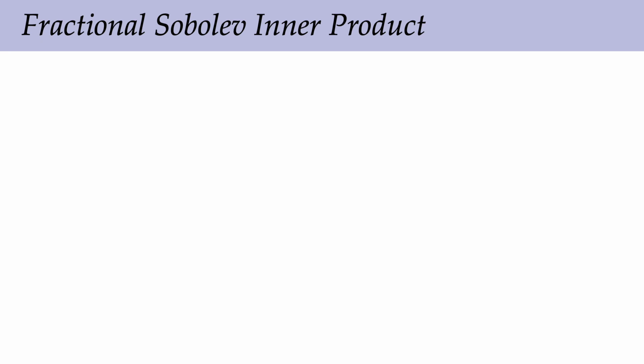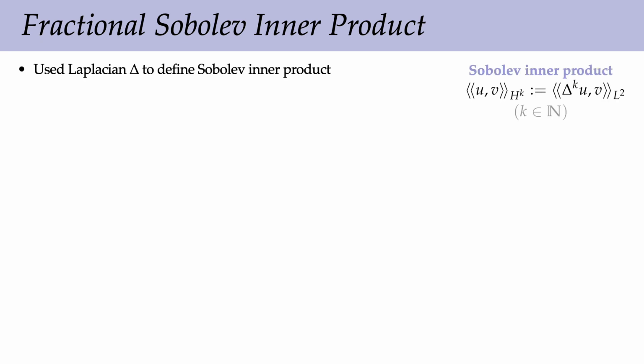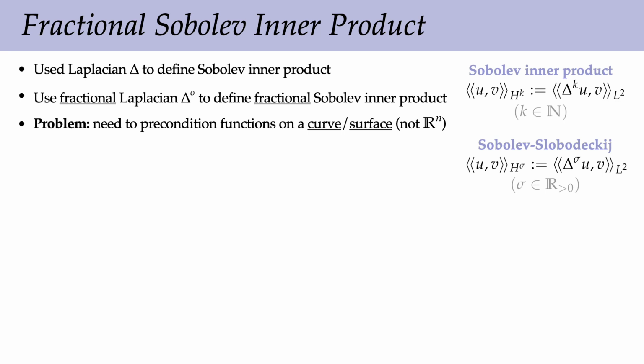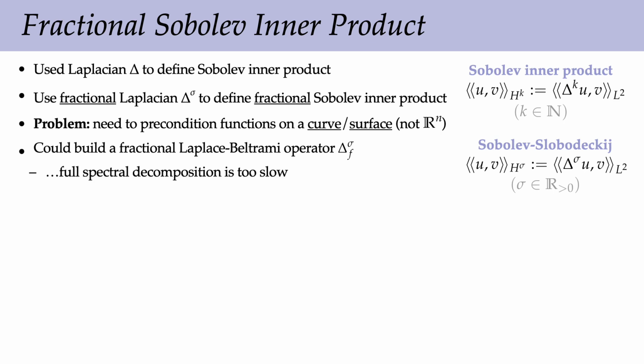Okay, so just like we use the Laplacian delta to define ordinary Sobolev inner products, we can use the fractional Laplacian delta sigma to define a fractional Sobolev inner product. So we get, for instance, the H sigma inner product for any real positive sigma by just inserting delta sigma into the L2 inner product. Okay? But with one little gotcha, which is that in our case, we need to consider functions on a curve or a surface rather than all of Rn. So one idea is to build a fractional version of the curved manifold Laplacian, in other words, the Laplace-Beltrami operator. But unfortunately, a full spectral decomposition is way too slow.